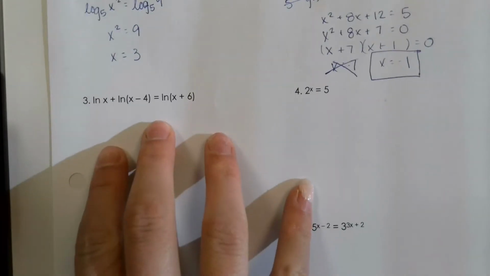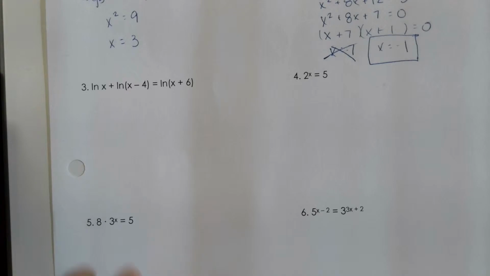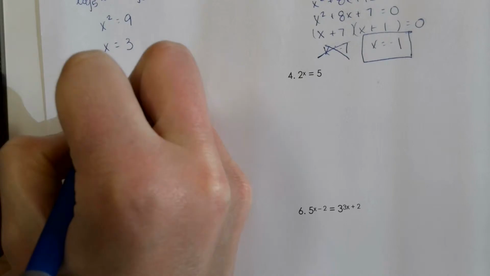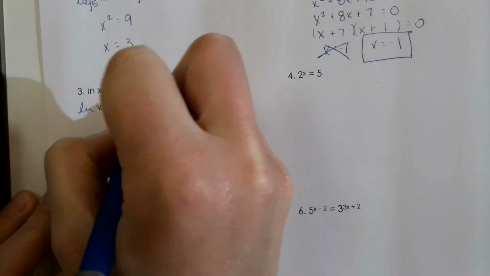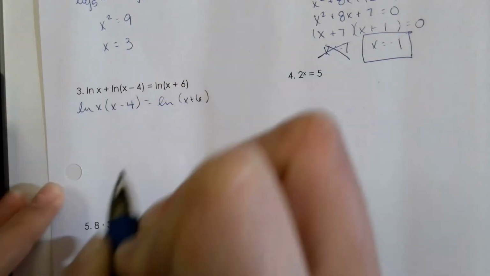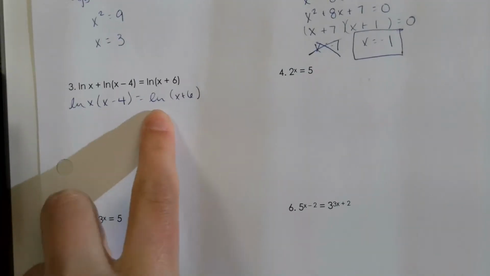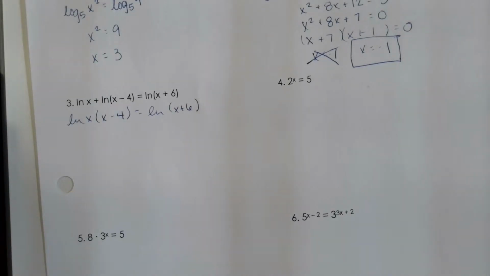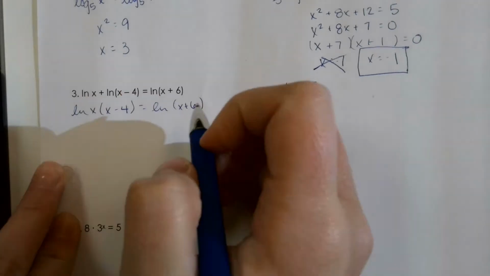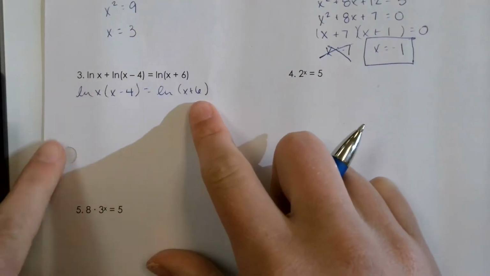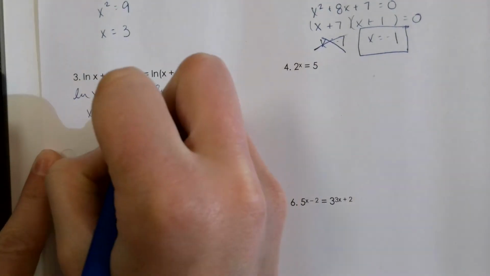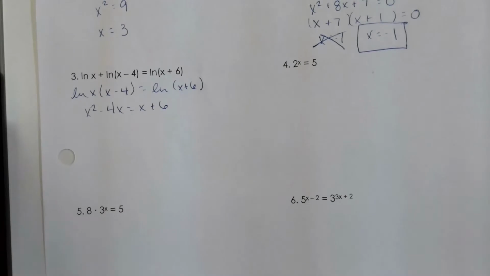Okay. So moving on to number 3. We need to condense that first. Since they're being added, what can we do? Multiply. So we'll have natural log of x times x minus 4 equals natural log of x plus 6. Since we have natural log of something equals natural log of something else, the natural logs just cancel each other out. And again, you can give everything a base of e this time, and that would make those go away as well. That's why we're able to just set the insides equal to each other. So that's going to give you x squared minus 4x equals x plus 6. What should we do from there?